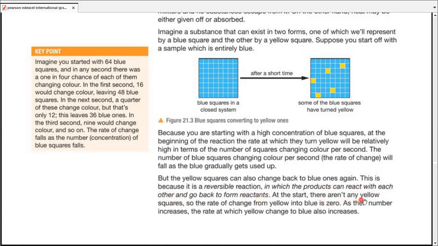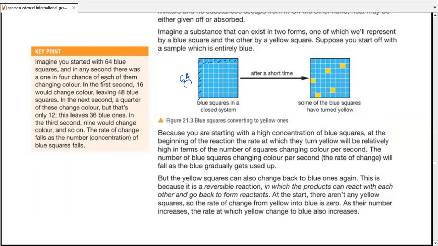At the start, there aren't any yellow squares, so the rate of change from yellow to blue is 0. As the number increases, the rate at which yellow changes back to blue also increases. And the key point here is this. Imagine you started off with 64 blue squares, which is the case over here. If you notice, these are 1, 2, 3, 4, 5, 6, 7, 8, and 1, 2, 3, 4, 5, 6, 7, 8. So actually we have 64 blue squares.